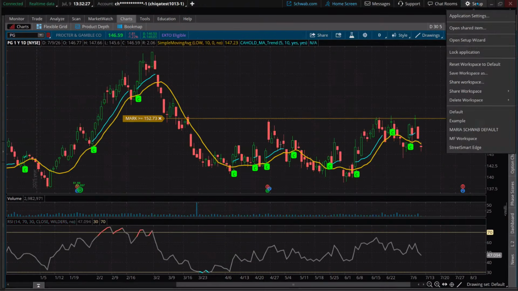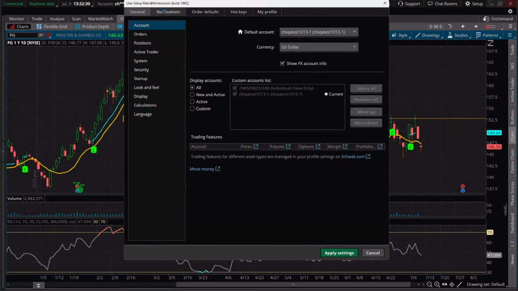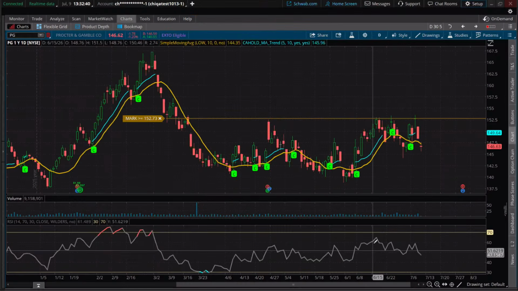Go to setup, application settings, go to notifications. You can add an email address in there. I like text messages because I tend to have my phone with me more, but you can still have it text or email you and show up on your phone. That's true. All right.